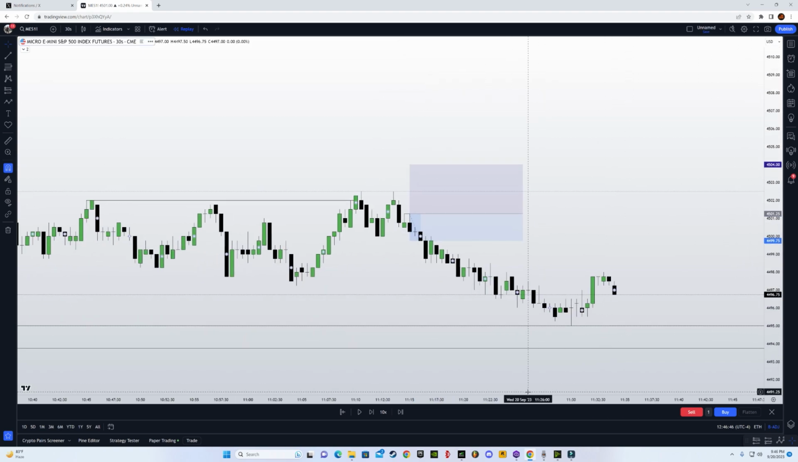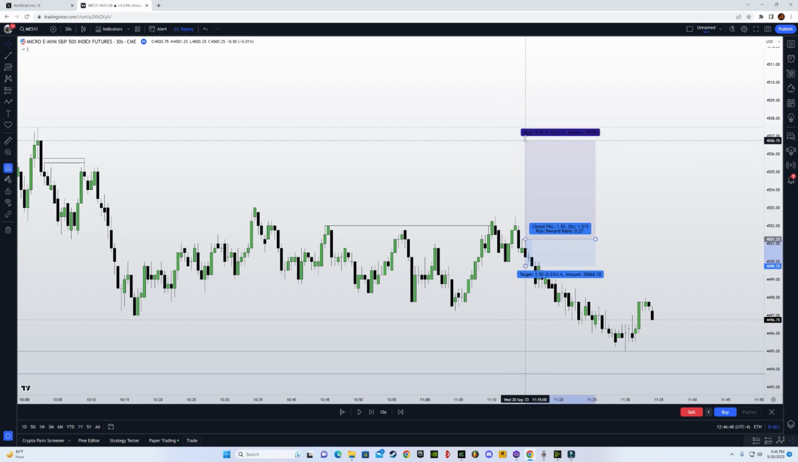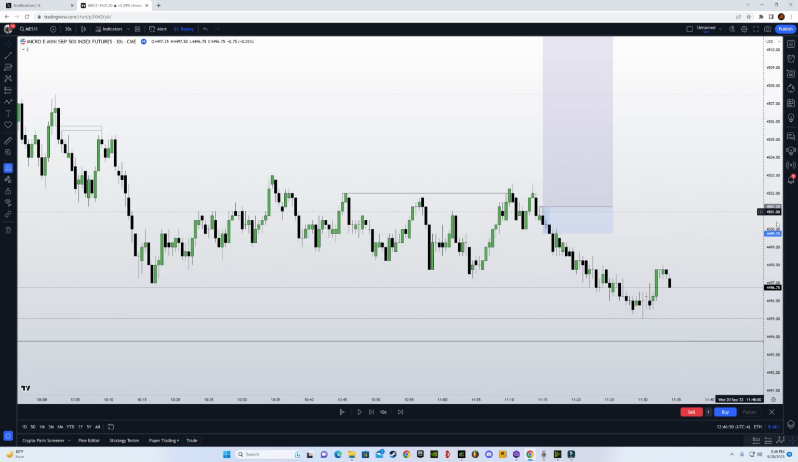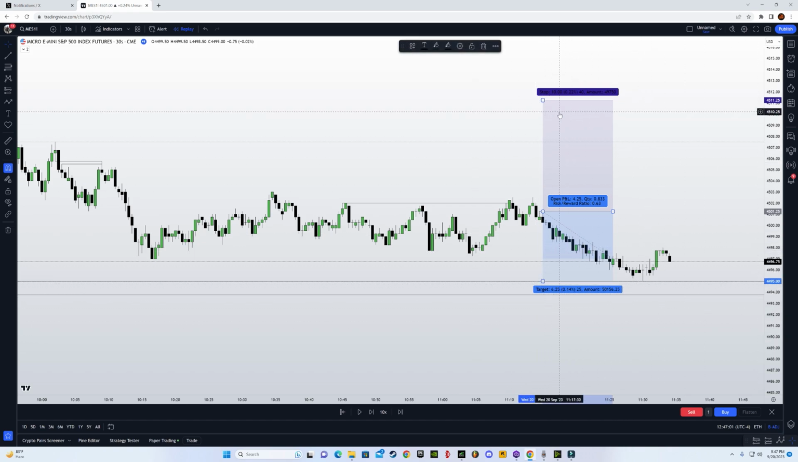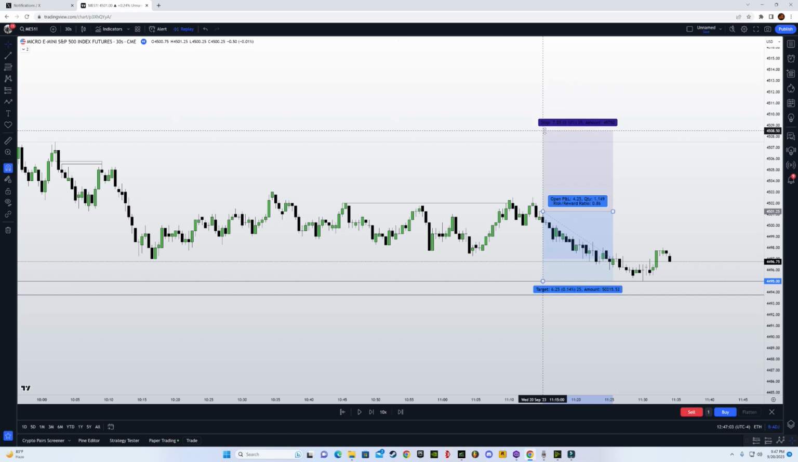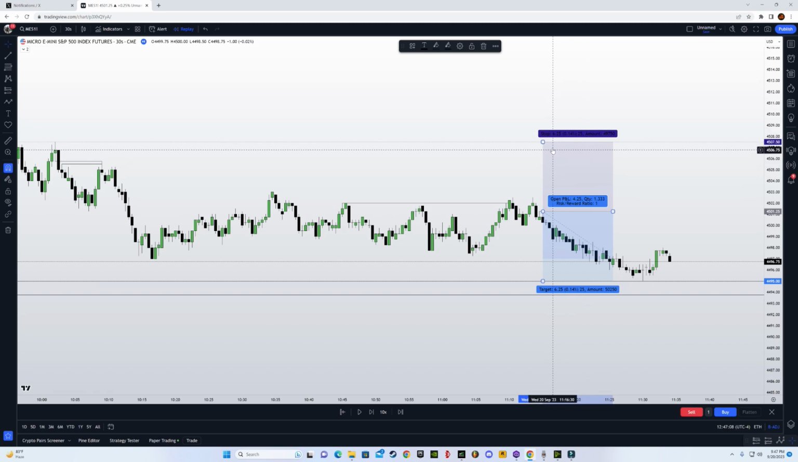Stop as usual. We'll go 10 pip stop loss, and actually I would take my trade because our drawn liquidity is closed now. I would actually increase my risk a little bit, right? Just so I can get 1-to-1.